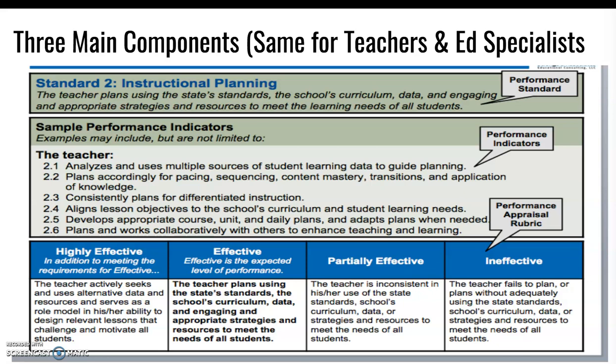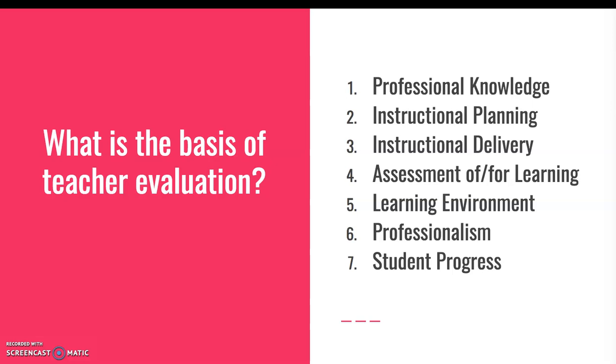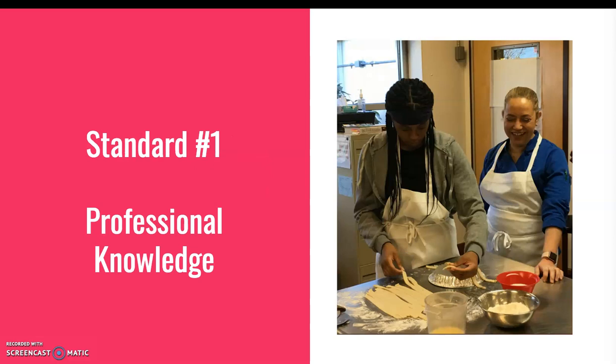And then finally is the rubric. During each observation, as well as the summative evaluation, the evaluator will use a preponderance of evidence to judge where the teacher should be rated. So the basis of teacher evaluation relies on 7 performance standards. I will briefly speak about each one.